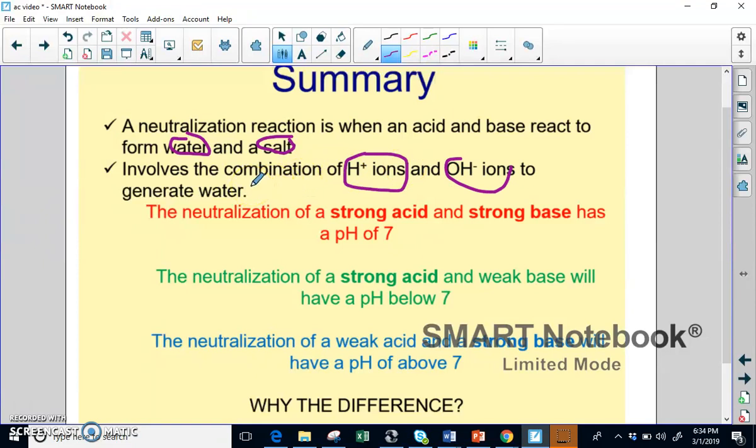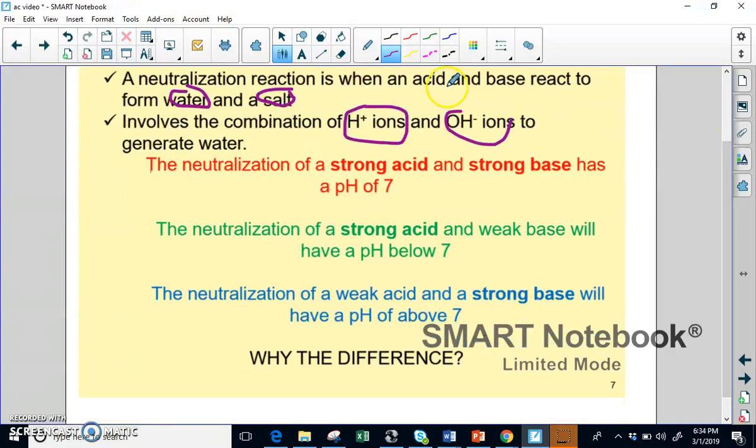Now, what a misnomer: depending upon if you're mixing a strong acid with a strong base, a strong acid with a weak base, or a weak acid with a strong base, at the point of equal moles of acid and base, the pH is not always 7. For example, if you have a neutralization reaction between a strong acid and a strong base, when you have equal moles of acid and equal moles of base, the pH is going to be exactly 7. We're going to see the reason why in a second.